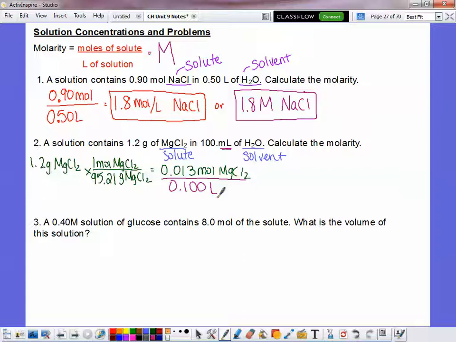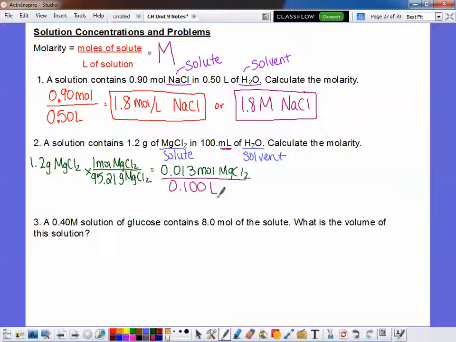So make sure you go back and review your metric conversions. The most common ones we use are the base units, liters, meters, grams, those types of things, and then milli and kilo. You learned a lot more, but those are the most common ones.